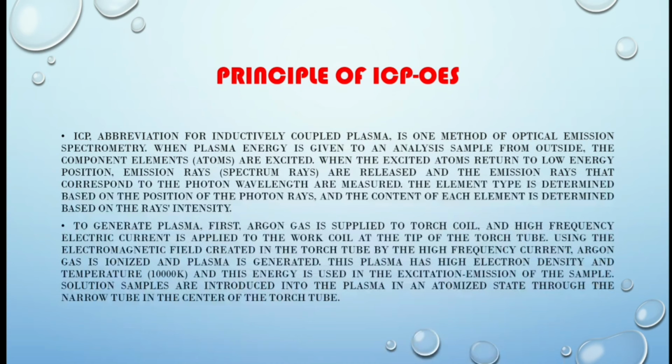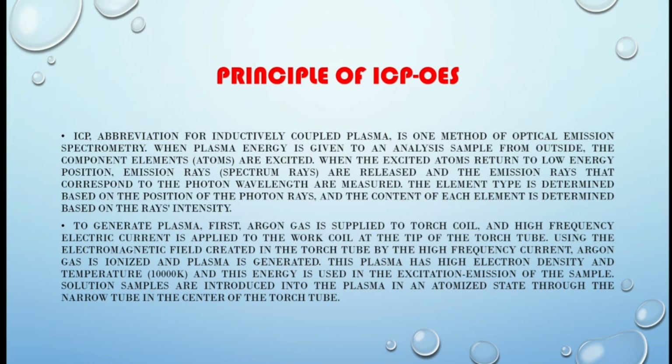Now talking about the principle of ICPOES. ICP, abbreviation for inductively coupled plasma, is one method of optical emission spectrometry. When plasma energy is given to an analysis sample from outside, the component elements, that is atoms, are excited. When the excited atoms return to a low energy position, emission rays, that is spectrum rays, are released, and the position of the emission rays identifies the elements, and the content of each element is determined based on the rays' intensity. So that was the first principle.